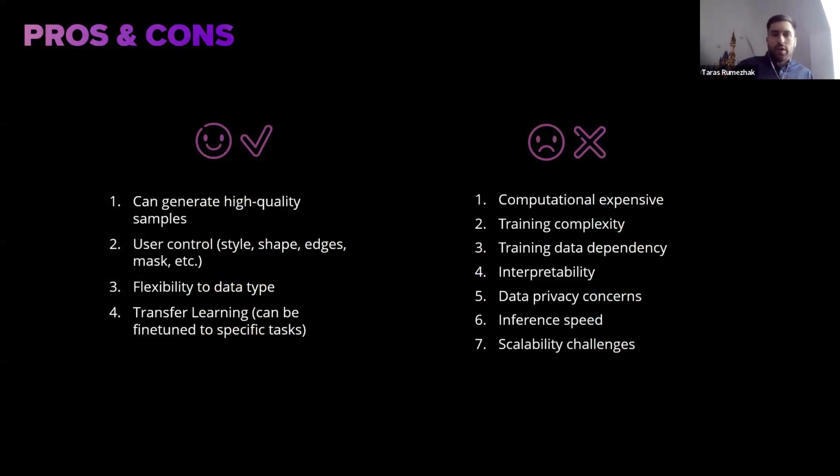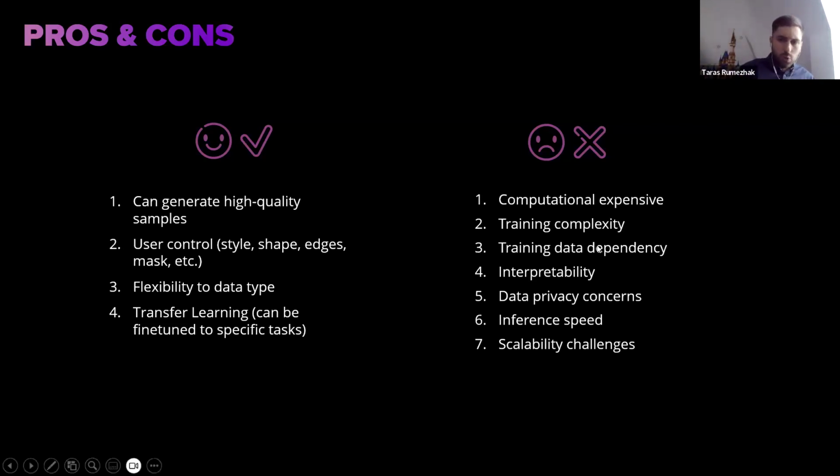Now let's talk about some pros and cons of Stable Diffusion. Now we are talking about Stable Diffusion and up to Stable Diffusion XL. The first one is it can generate high quality samples. It's great. User control, style, shape, ControlNet, it's great. Flexibility to data type. If it's the medical domain or manufacturing, it's great. And transfer learning, it can be applied and fine-tuned to different tasks for anomaly detection or some others.